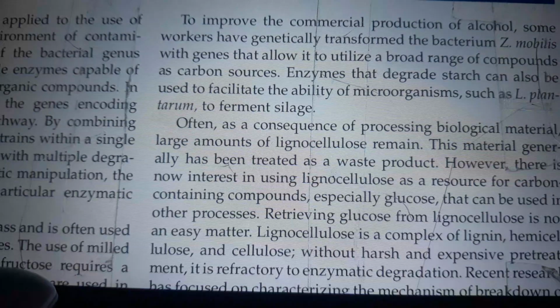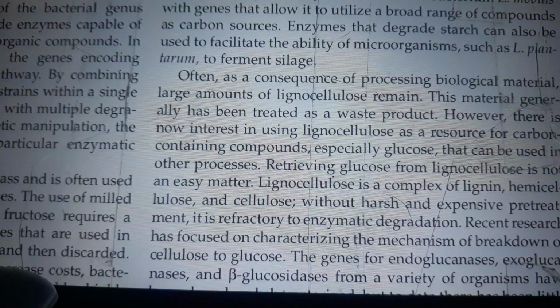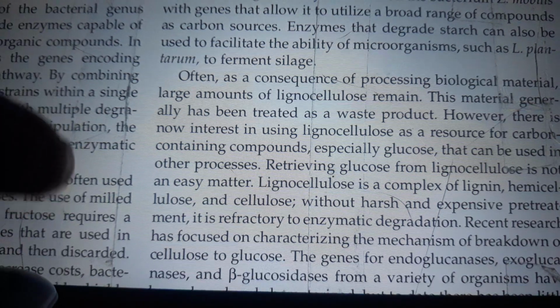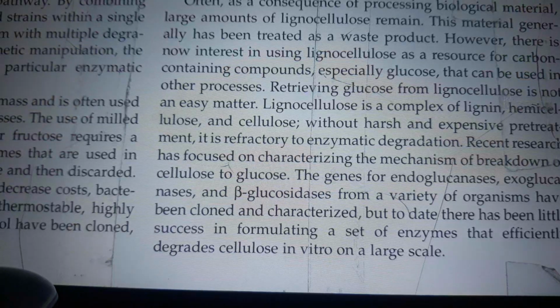To improve the commercial production of alcohol, some workers have genetically transformed the bacterium Z. mobilis with genes that allow it to utilize a broad range of compounds as carbon sources. Enzymes that degrade starch can also be used to facilitate the ability of microorganisms such as L. plantarum to ferment silage. Often, as a consequence of processing biological material, large amounts of lignocellulose remain.